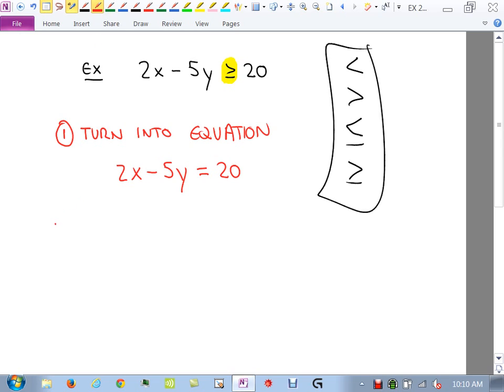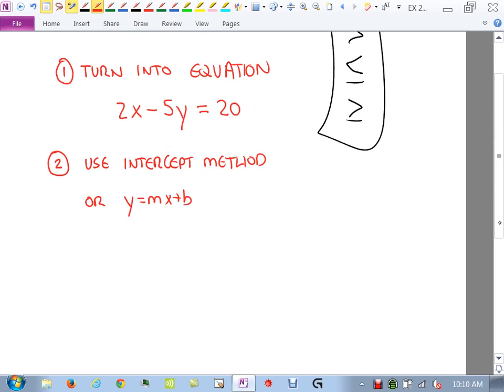The second step is to use the intercept method or the y equals mx plus b, which we call the slope intercept method, to graph the, what is that going to graph to be? This linear equation in two variables, what is that graph to be? A line. So I want to use the intercept method or the y equals mx plus b to graph the line.